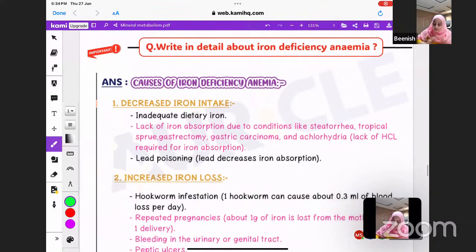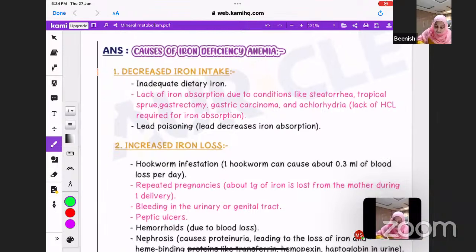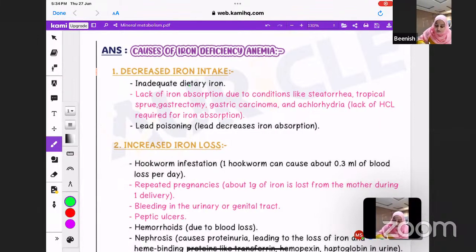Now, you might get a question on iron deficiency anemia, a long question that you have to write in detail about iron deficiency anemia. So we discussed the major portion, how it is going to take place, the various stages. So let's have a look at the causes of iron deficiency anemia. So there's decreased iron intake. The most obvious cause is that you're having inadequate dietary iron. Okay, so that is going to be one cause.